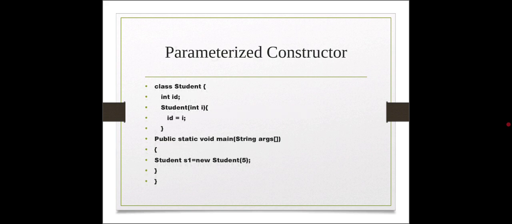Parameterized constructor means it has parameters. When we invoke the constructor, we have to pass the parameter. For example, here we have passed the parameter 5, an integer value, so it automatically calls the parameterized constructor with one argument. If you want to call a constructor with two arguments, you have to pass two values. For example, Student(2, 5) automatically calls the two-argument constructor.